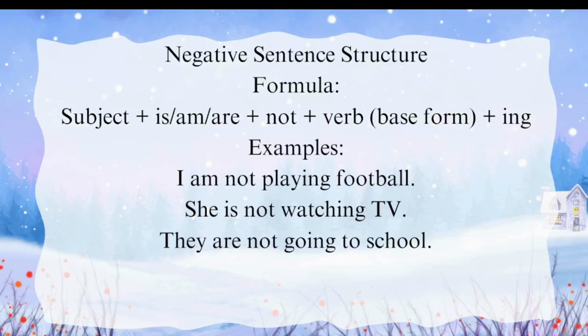Now let us see how negative sentences are framed. The difference between a positive statement and negative statement is the word not. In a positive sentence, we don't use it. For example, I am playing football. That is a positive statement in the present continuous tense. Here, I am not playing football. It is a negative statement in the present continuous tense. So the structure is the same, and there is one extra word, that is not.